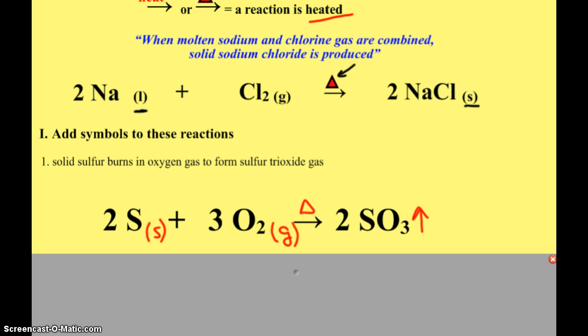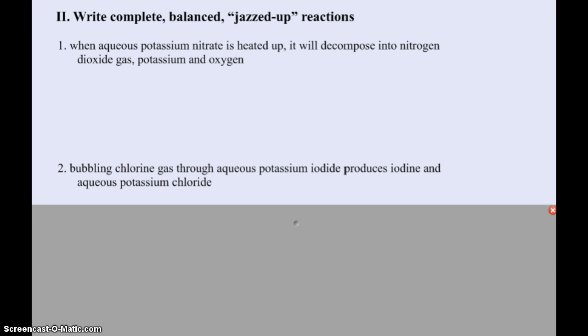To make it a little more challenging, like the back here, it says write complete, balanced, jazzed up reactions. And so, gosh, what a skill. Who would have thought a couple weeks ago that if I gave you this sentence, you could do this? But boy, oh boy, you can now. When aqueous potassium nitrate is heated up, it will decompose into nitrogen dioxide gas, potassium, and oxygen.